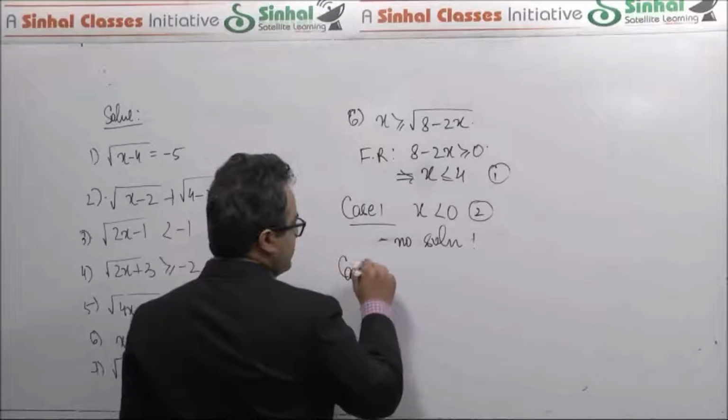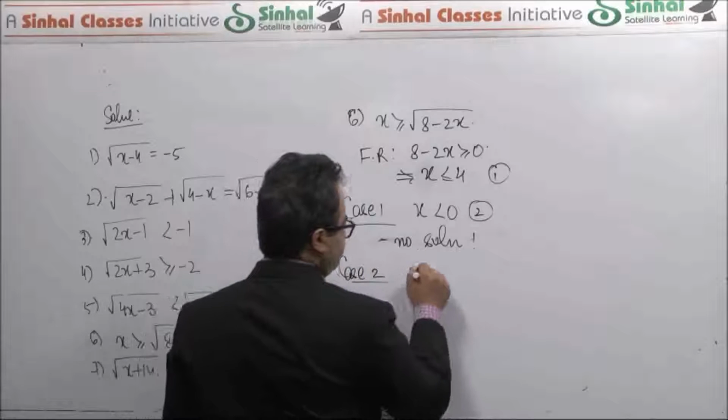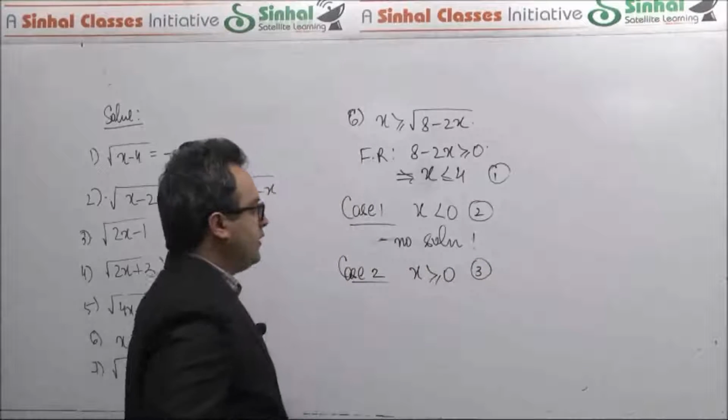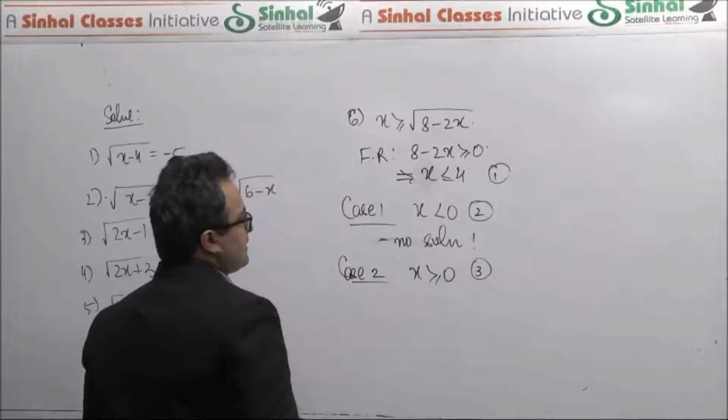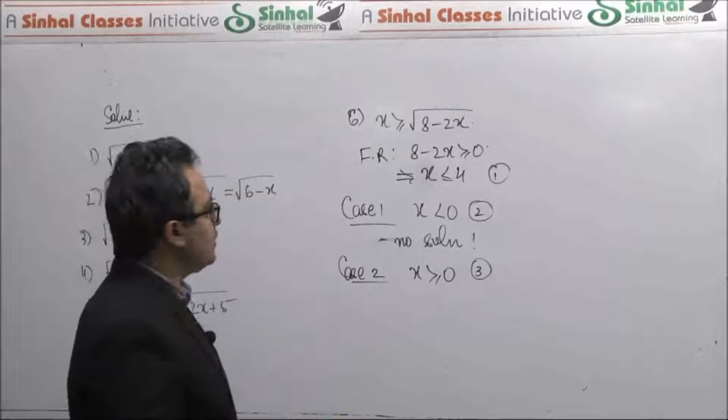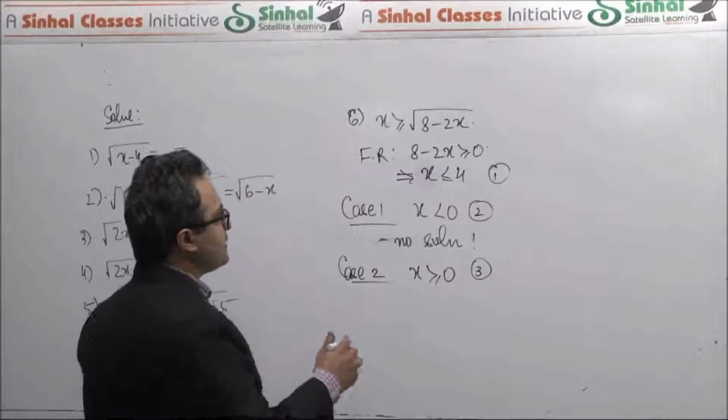So for the second case, we can now assume that x is greater than or equal to 0. If x itself is greater than or equal to 0, then I can simply now square both sides.